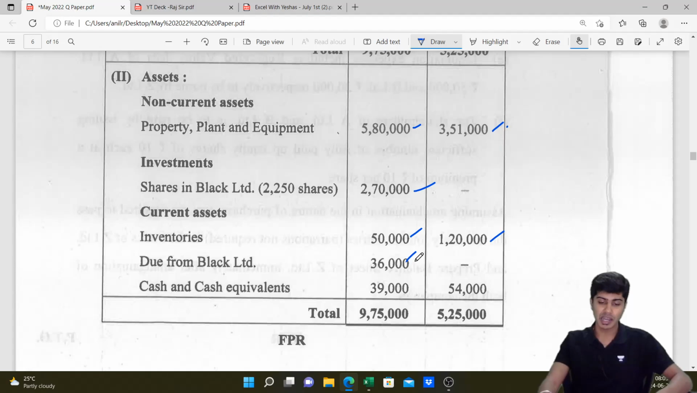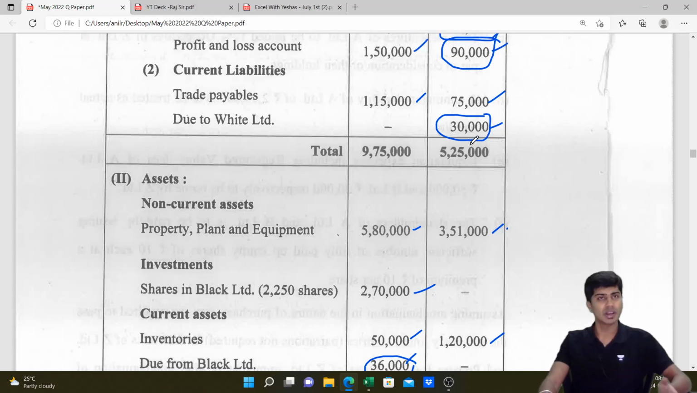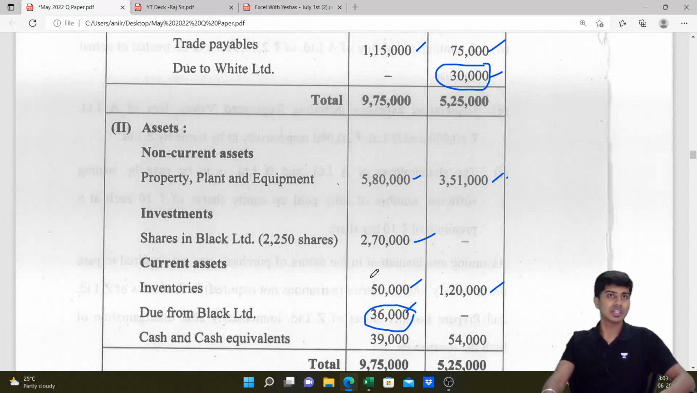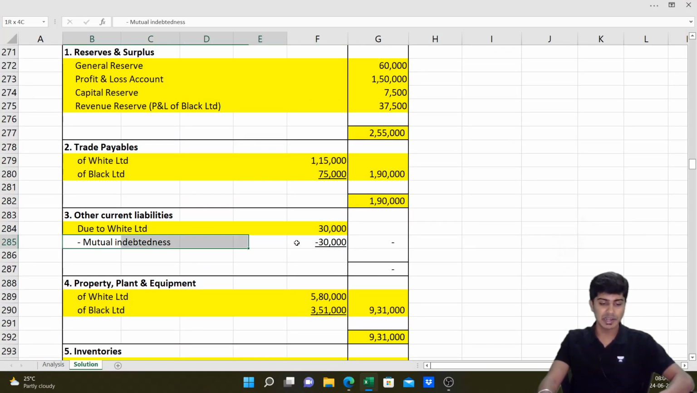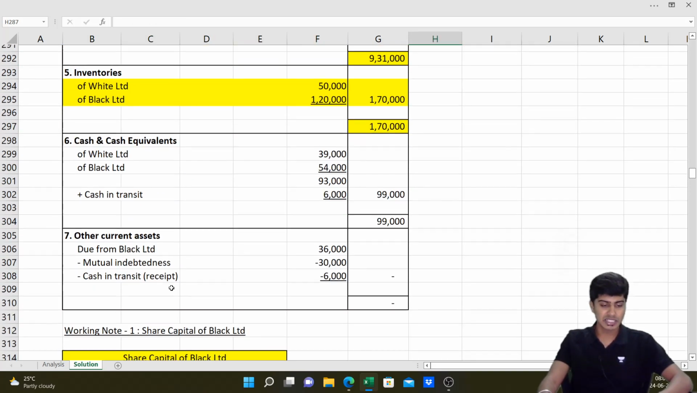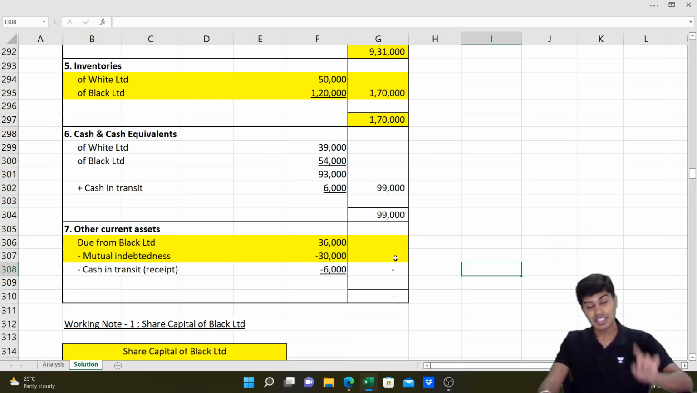Due from Black Limited. This 36,000 partly is to be adjusted with this 30,000. Excess 6,000 you will write. So 36,000 asset will remain because 30,000 is liability, 36,000 is asset. So firstly, in this trade payable I will deduct that 30,000 here, to the extent it's possible. And on the asset side, what will I write? It will be initially 36. I will deduct 30,000 mutual indebtedness. So what remains is 6,000.